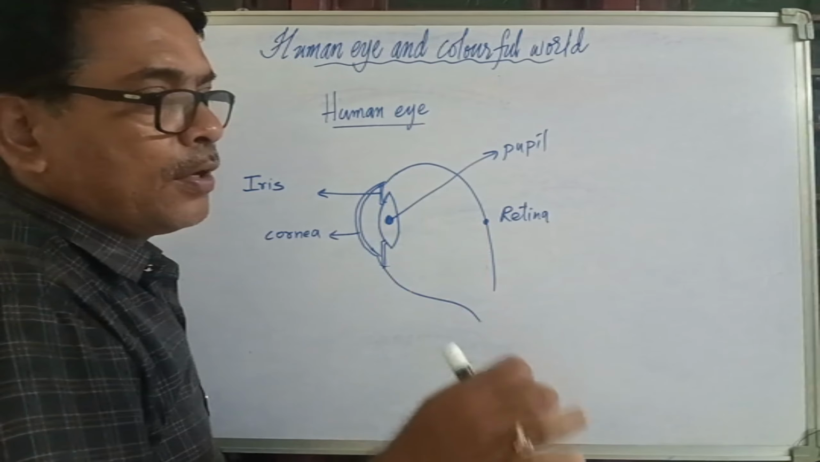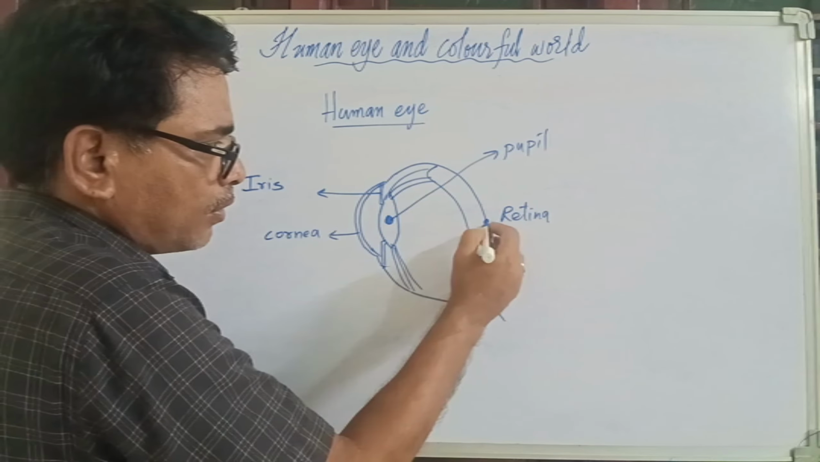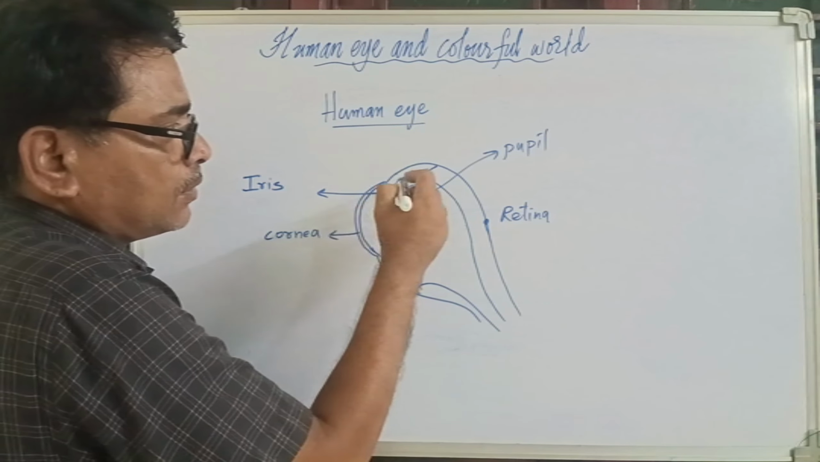The next thing you find is the ciliary muscles, as I was telling you just now. What do they do? As I told you in the beginning, they do the work of accommodation. These are the ciliary muscles. Accommodation in the sense what? They try to make the image fall on the retina.